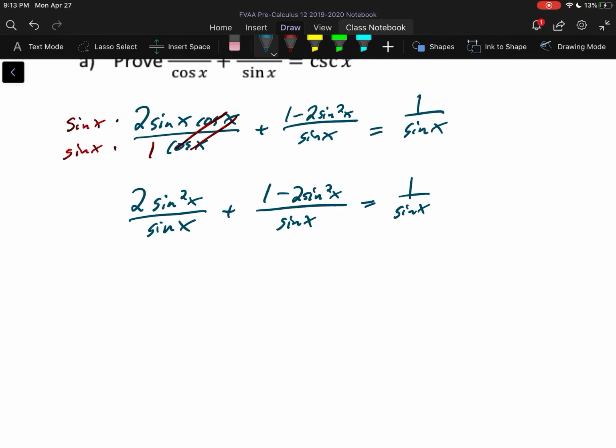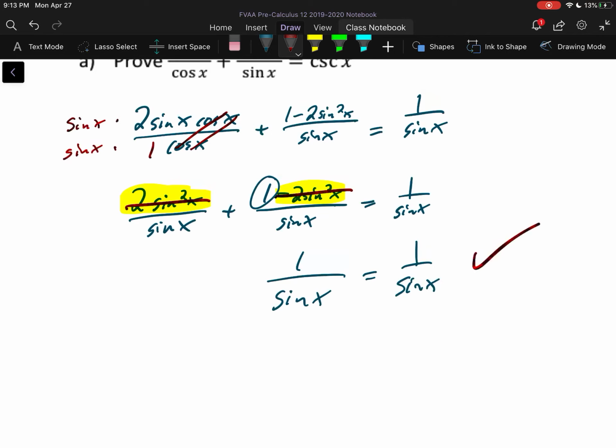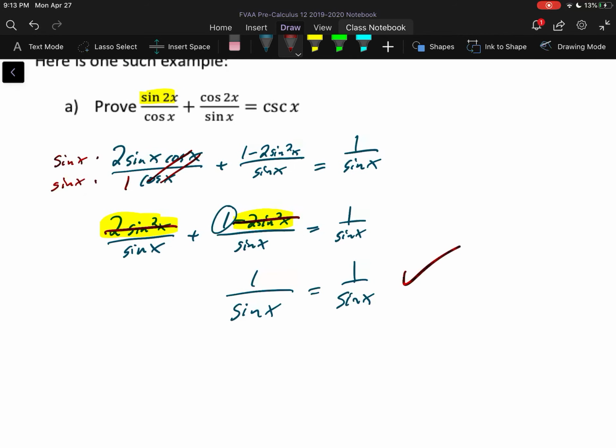Okay. From there we can continue to simplify. Notice that when we're adding this, the 2 sine squared x on the left, and the negative 2 sine squared x on the right, end up crossing each other out, which leaves me with just the 1 over sine x, which is equal to 1 over sine x on this side. And that means I've proven my identity. Okay, so that's your task. This is an example of what it looks like when you prove an equation.